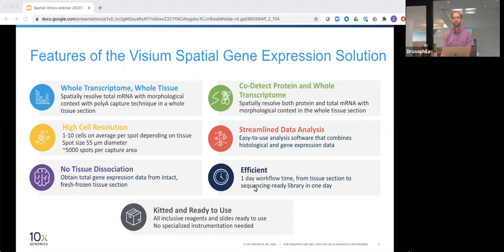It's efficient. We have a one-day workflow. It's pretty easy to use. We do naive user training all the time. People pick it up very, very quickly. And it's very straightforward to run. And it's kitted, ready to use, and all the reagents are right there. And again, no specialized equipment is needed to run the Visium platform.